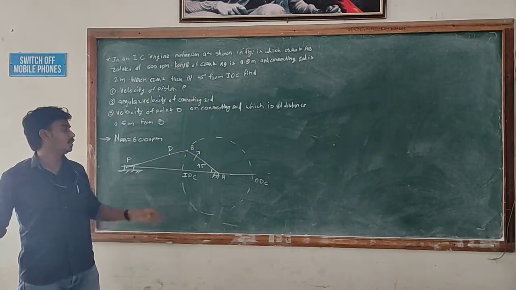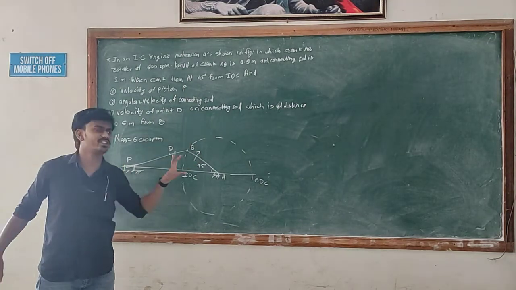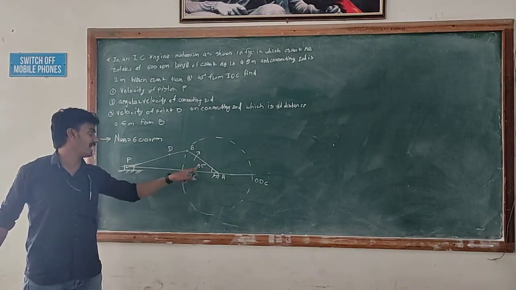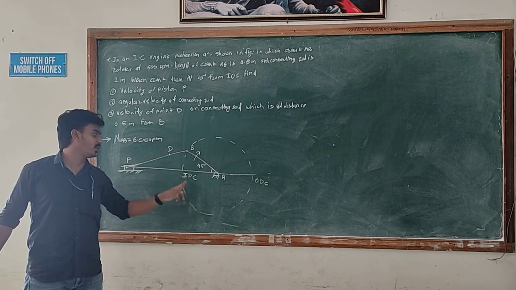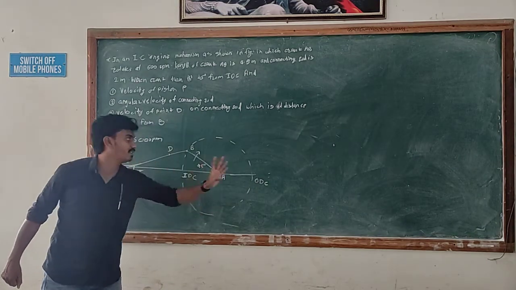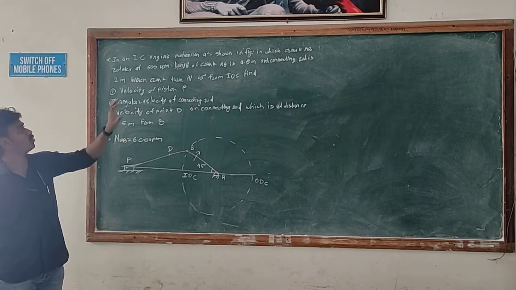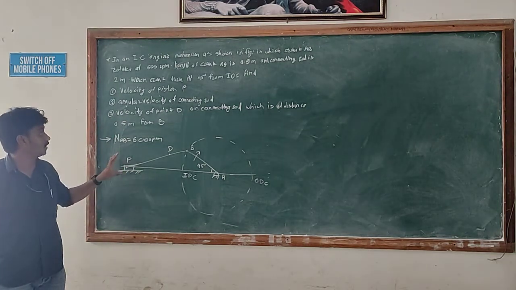When the crank rotates through 45 degrees from IDC, this information is given to draw the configuration diagram of the mechanism. This means the angle of crank AB is 45 degrees from the inner dead center. Here is the inner dead center, here is the outer dead center. And they ask to find the velocity of the piston.